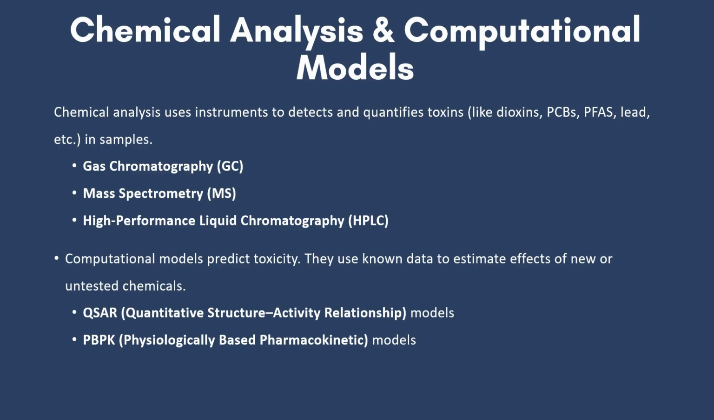We also have chemical analysis and computational models. Chemical analysis are ways to quantify toxins. And these can include things like PCBs, PFAS, lead, and other samples that we don't have a lot of data for. Some methods that we can use are gas chromatography, mass spectrometry, and high performance liquid chromatography. I will say these do have some limitations when it comes to certain compounds.